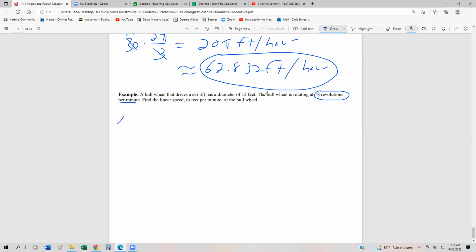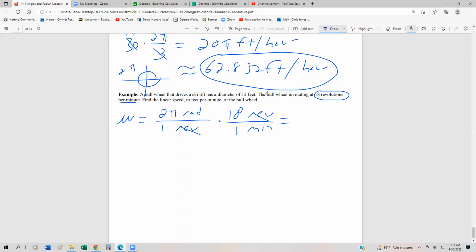All right, so omega is going to be equal to, now we know that there's 2 pi radians for every 1 revolution. So that's just the angle. I mean, if we think about it, if we go 1 revolution, that's 2 pi. Now there's 18 revolutions. So there's going to be 18 revolutions for every 1 minute. And so the angular velocity for this, we're going to cancel out the revolutions, and that's going to be 36 pi radians for every 1 minute. Okay, so that's going to be our omega.